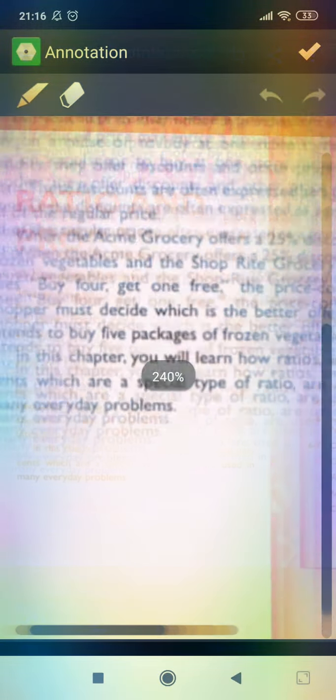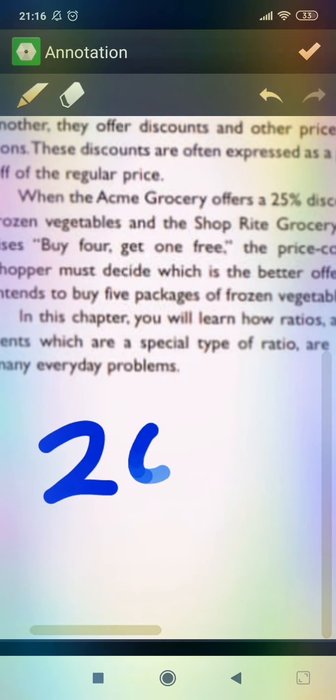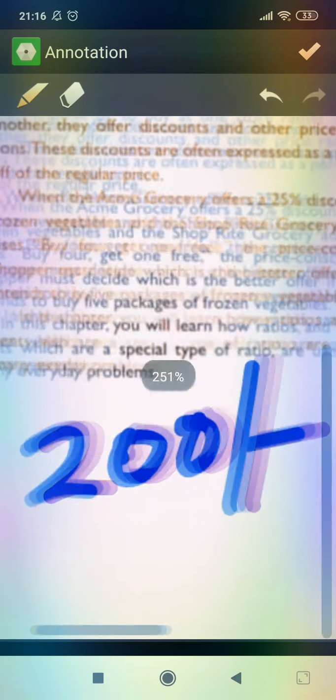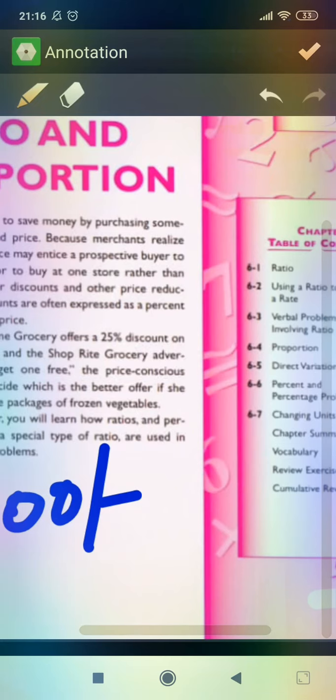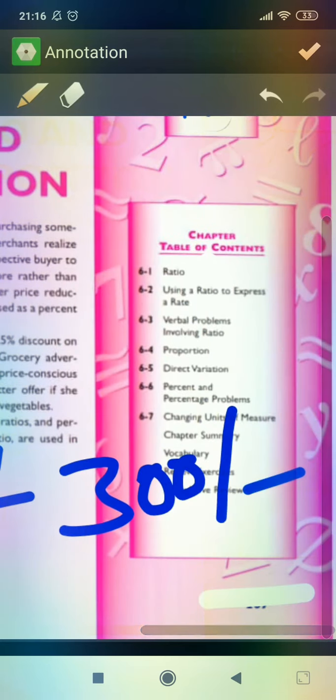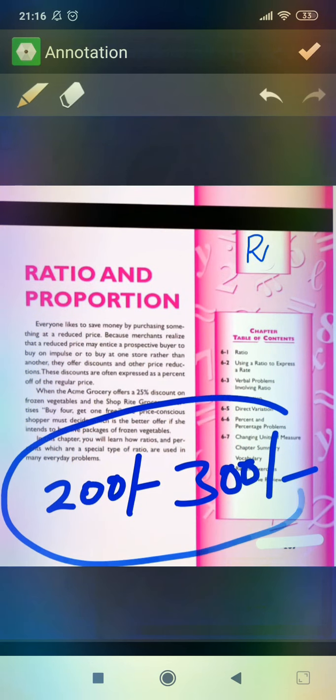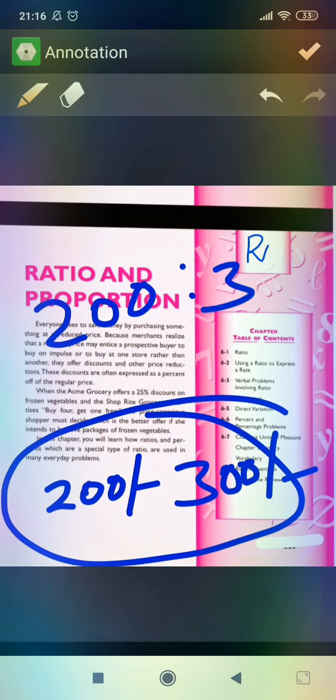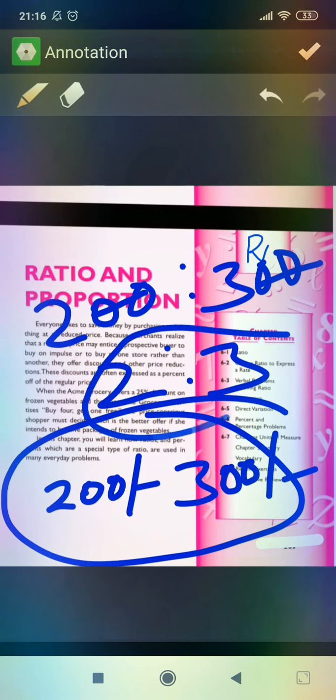Okay. Next, suppose one quantity is purchased for 200 rupees and another one for 300 rupees. So the ratio of these two costs is given as 200 is to 300. This is a non-simplified ratio. Suppose it is divided by 100. How much will you get? 2:3 is the simplified ratio. This is the simplest form of the ratio.